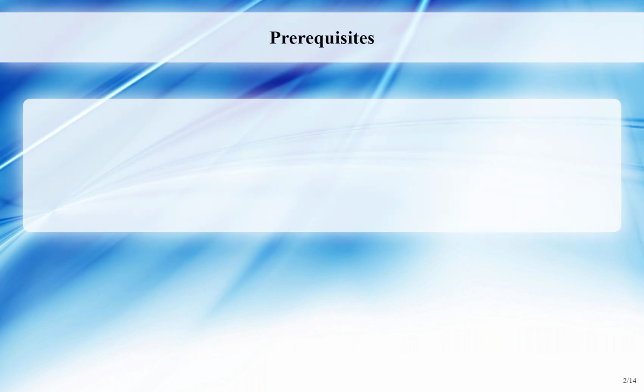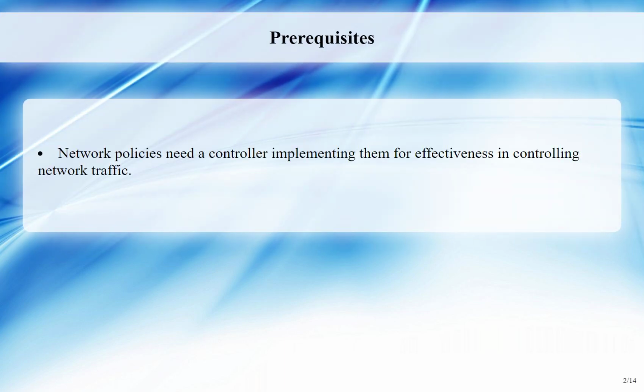Prerequisites. Network policies are enforced by the network plugin and require a networking solution that supports network policy. If a network policy resource is created without a corresponding controller implementing it, the policy will not be effective in controlling network traffic.